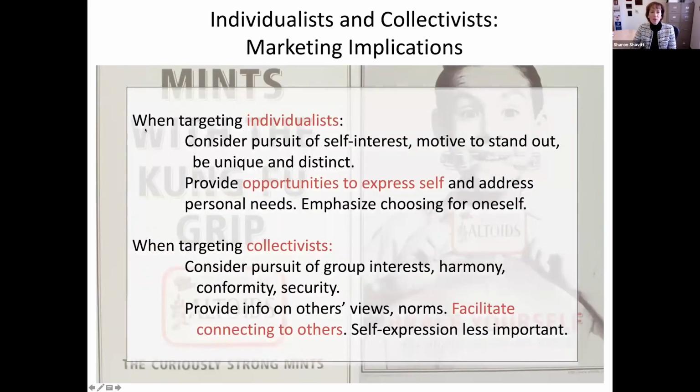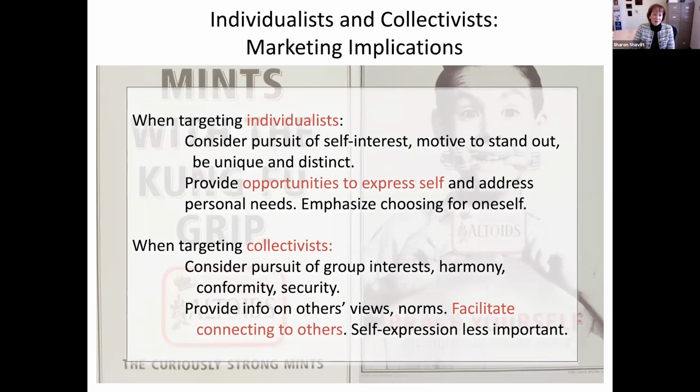So to wrap up this part, the marketing implications of understanding cultural values and motivations that differ between individualists and collectivists could be summed up like this. When targeting individualists, consider the pursuit of self-interest, consider the motive to stand out, to be unique, and to be distinct, and provide consumers with opportunities to express themselves and to address their personal needs. Emphasize choosing for oneself as opposed to having others choose for you.